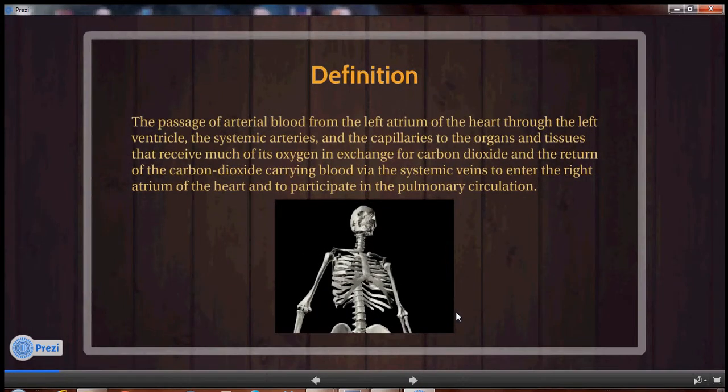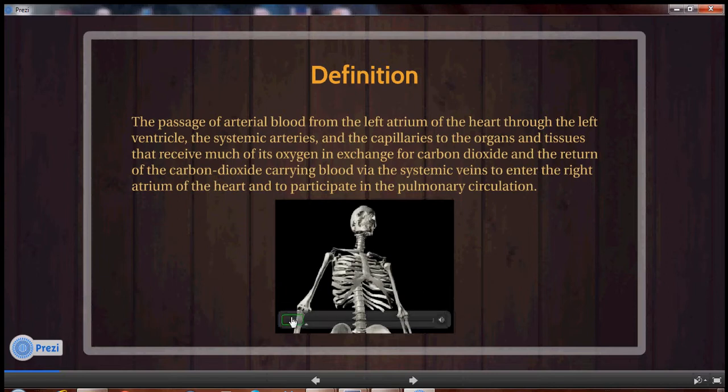What is the definition? The passage of the arterial blood from the left atrium of the heart through the left ventricle, the systemic arteries, and the capillaries to the organs and tissues that receive much of its oxygen in exchange for carbon dioxide, and the return of the carbon dioxide carrying blood via the systemic veins to enter the right atrium of the heart and to participate in the pulmonary circulation.